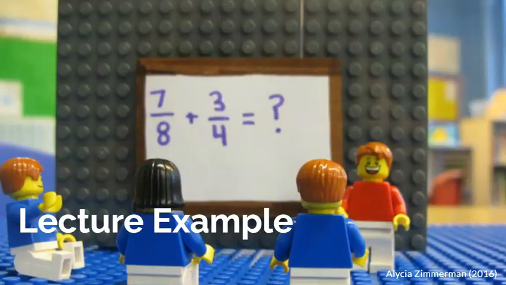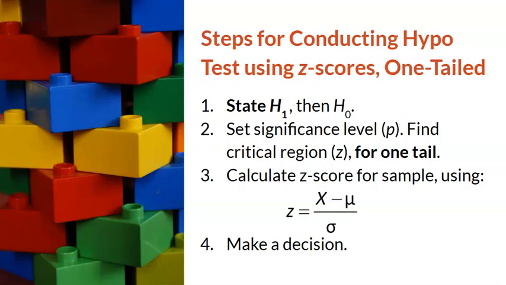Now that we reviewed the steps of a one-tailed hypothesis test, are you ready to practice your new knowledge? I have one lecture example for you to review. First, in your chapter handout, there is a list of steps. This is a short summary of the 4 steps that we described earlier in this video.